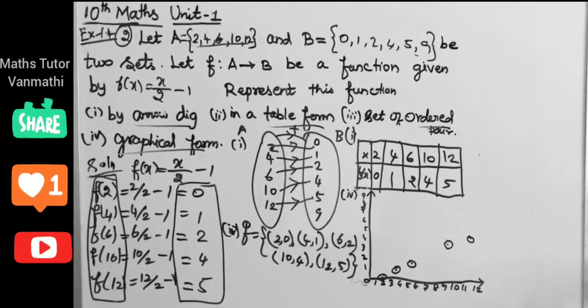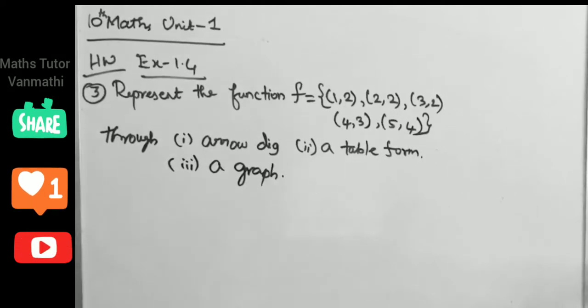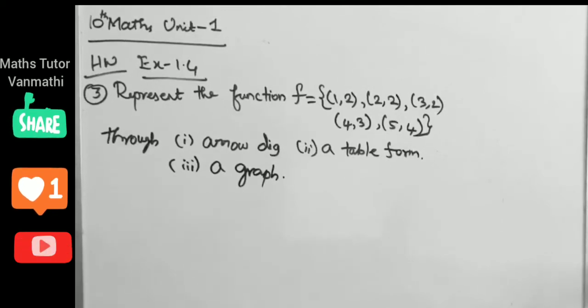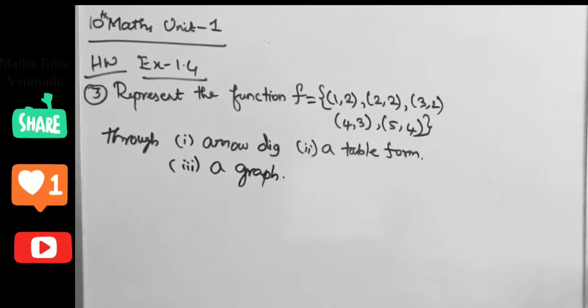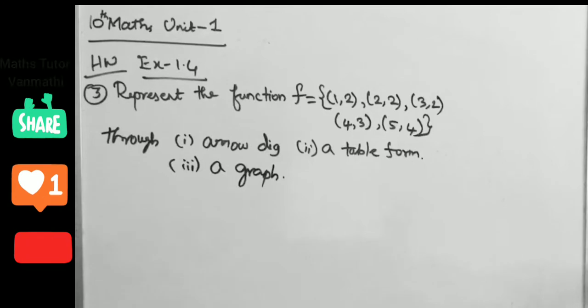Next, as it is the same model, we have one more problem in exercise 1.4. I'll give it to you as homework. You just try it at home. Exercise 1.4, third problem, same as the second problem before. Just see the model and represent this function f is equal to (1, 2), (2, 2), (3, 2), (4, 3), (5, 4) in an arrow diagram, a table form and a graph. Here they didn't give any conditions, they have just given the set of ordered pairs. So by using this itself you can plot it in the arrow diagram.